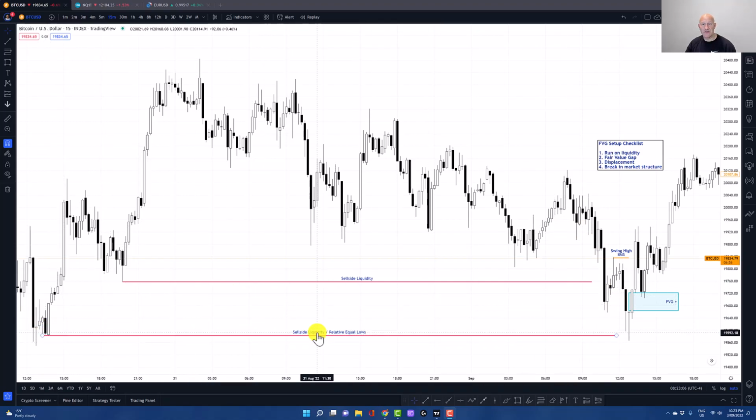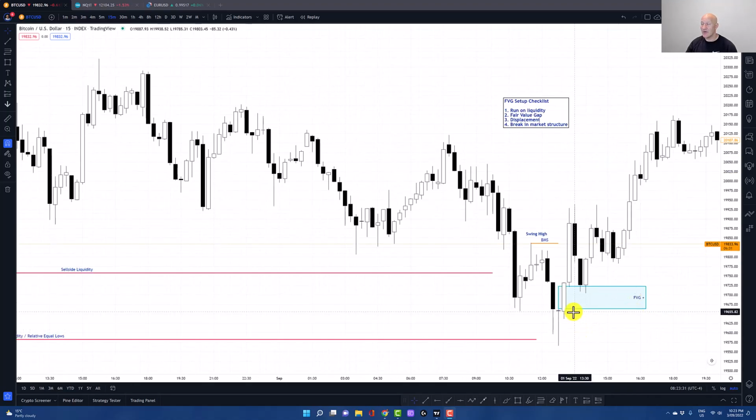So this is sell side liquidity, relative equal lows. So we have a number of lows here, and you can see that they're relatively equal. They don't have to be exactly the same, but they're relatively equal, and we know that there'll be stops residing below these levels. So you can see the market takes these out before trading higher, and in the process of trading higher, it creates this bullish fair value gap. And so that's our first 2 points on our checklist covered: our run on liquidity and our fair value gap.